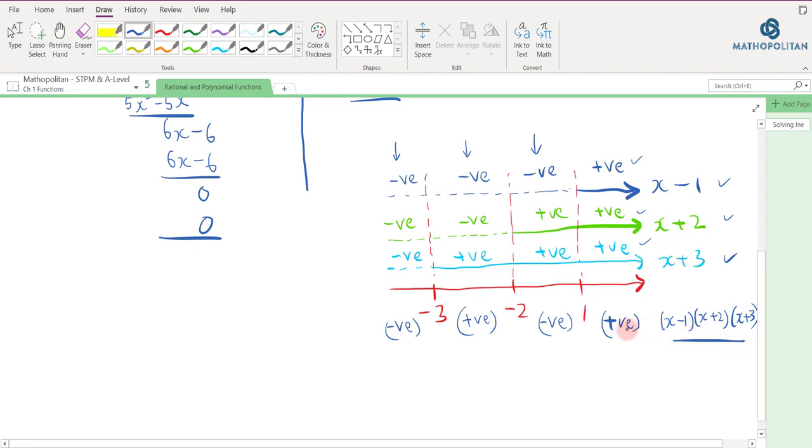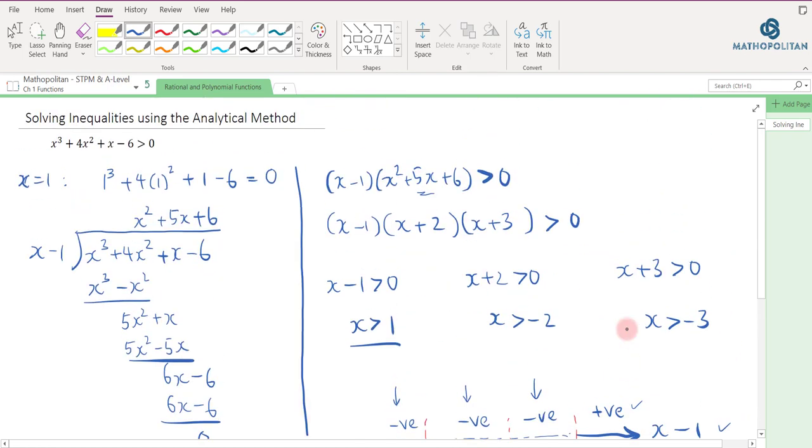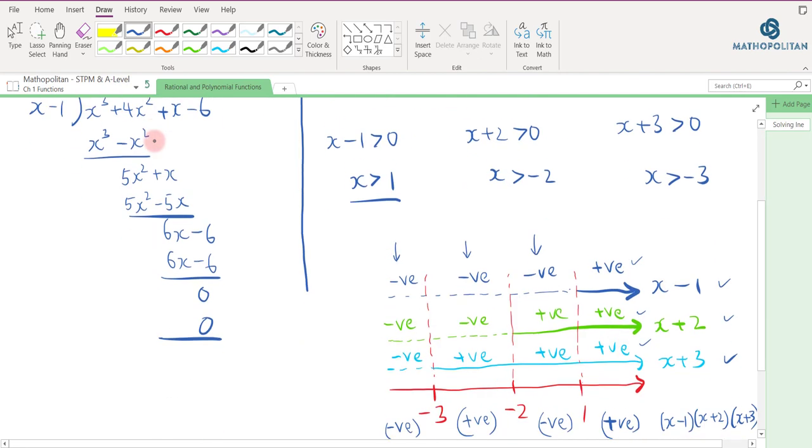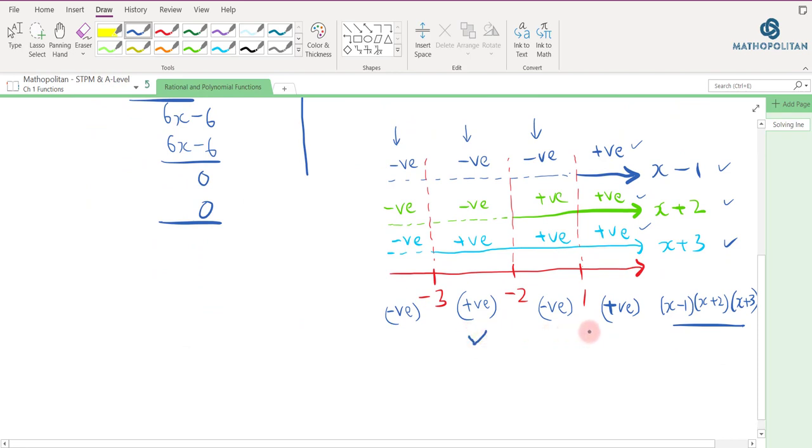So which part are we actually interested in, or what is the part that is required for this question? For this question, they are saying when is the polynomial greater than 0. That means we only want the positive result, which is between -3 and -2, and when x is greater than 1.